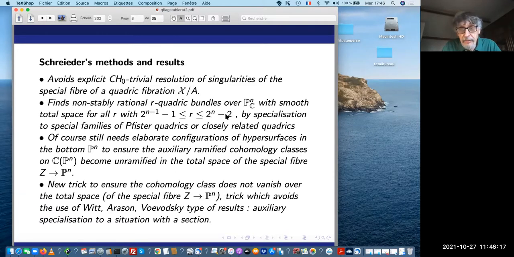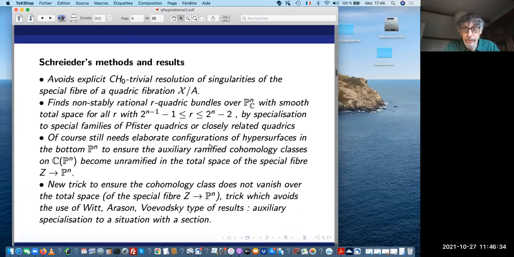Okay, 2^n - 2 is the maximum you can get, because if you took a smooth quadric over P^n of higher dimension, it would automatically have a section by Tsen-Lang, and therefore the total space would be rational. So this is the best you can do here.